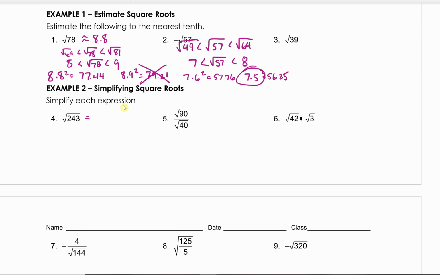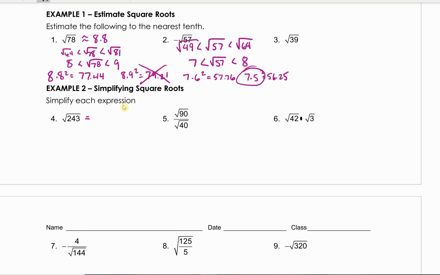243 divided by 49 is equal to, no, 243 is not divisible by 49. 243 divided by 9 is 27. 243 divided by 81 is 3. All right, so 9 works.